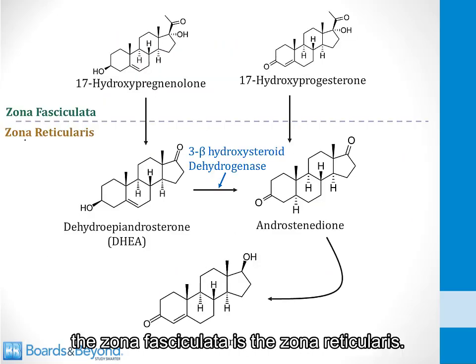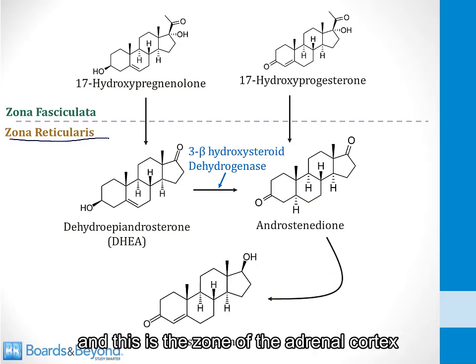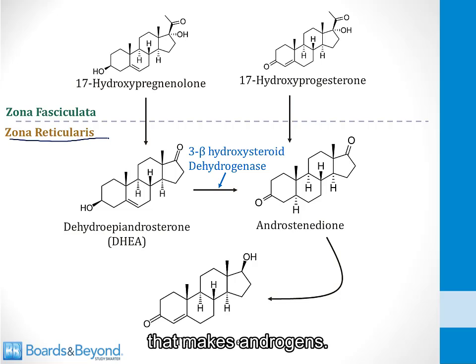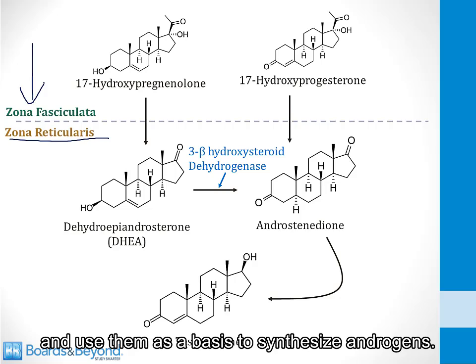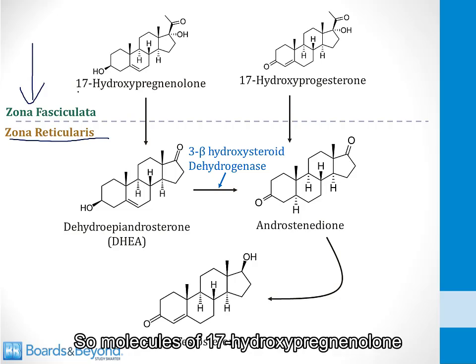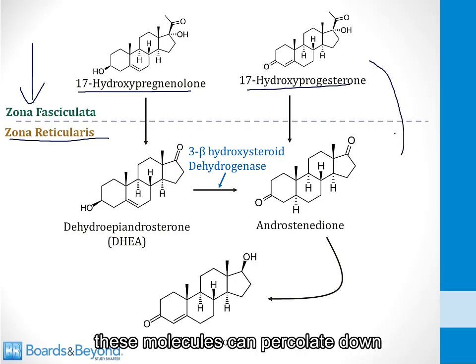The zone below the zona fasciculata is the zona reticularis. This is the zone that sits just above the adrenal medulla, and this is the zone of the adrenal cortex that makes androgens. It will take molecules from the zona fasciculata and use them as a basis to synthesize androgens. So molecules of 17-hydroxypregnenolone and 17-hydroxyprogesterone, which we saw on the last slide used in making cortisol, these molecules can percolate down into the zona reticularis and be used to make androgens.